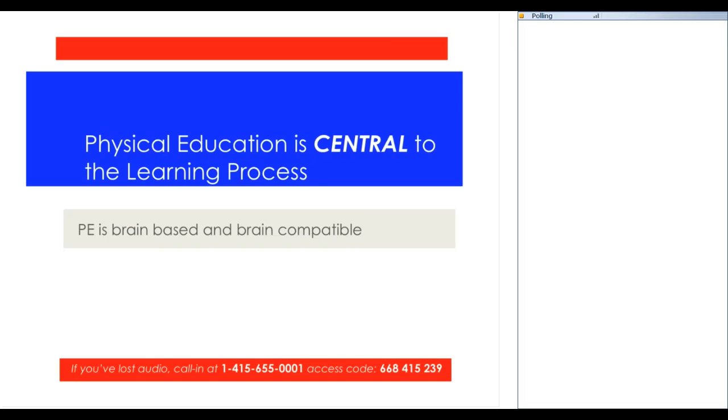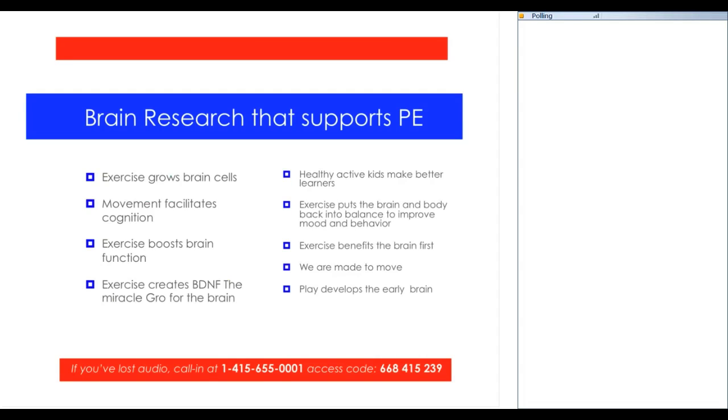And as I'm going to show you in the next few slides, physical education is not only important in the learning process, it is central to the learning process. Many of the neuroscientists are telling us that what makes us move is also what makes us think. That movement lays the foundation for other learning. So with that being said then, we are talking today about how physical education is brain-based, brain-compatible.